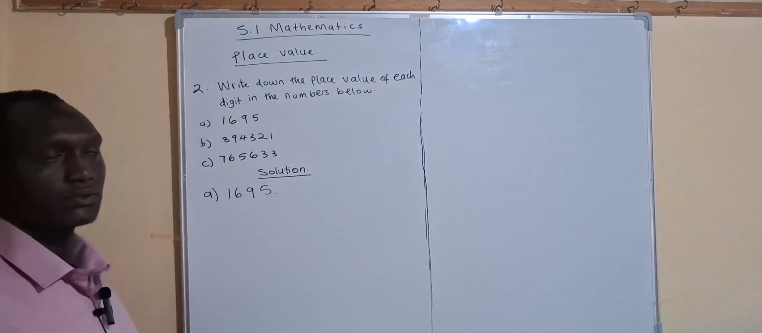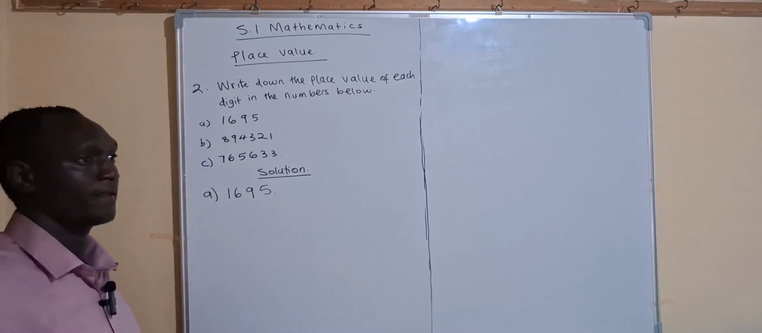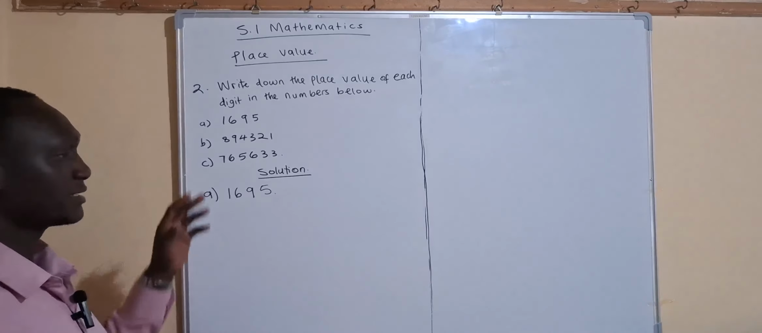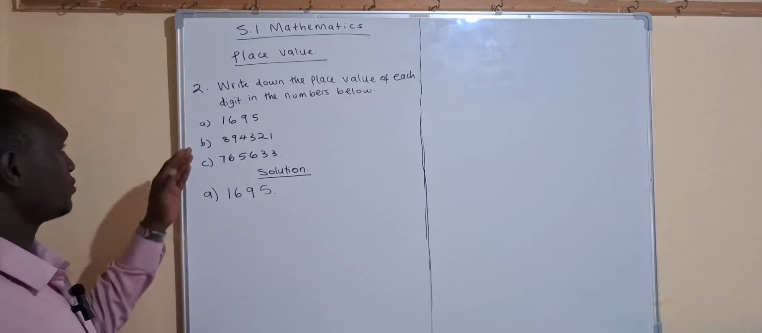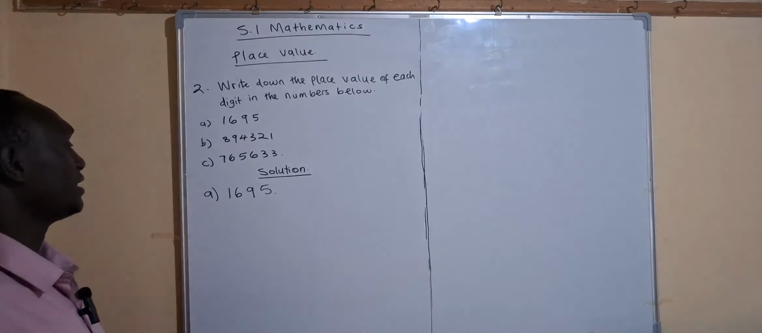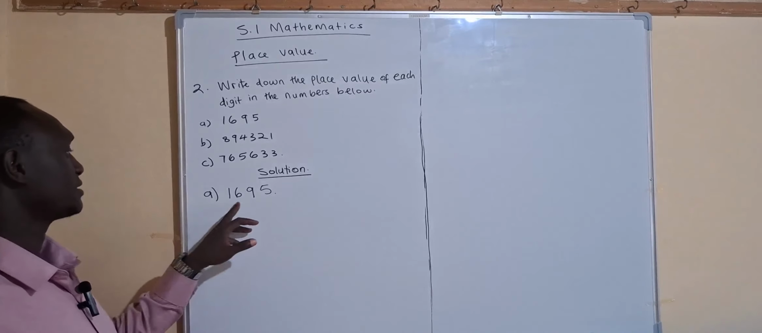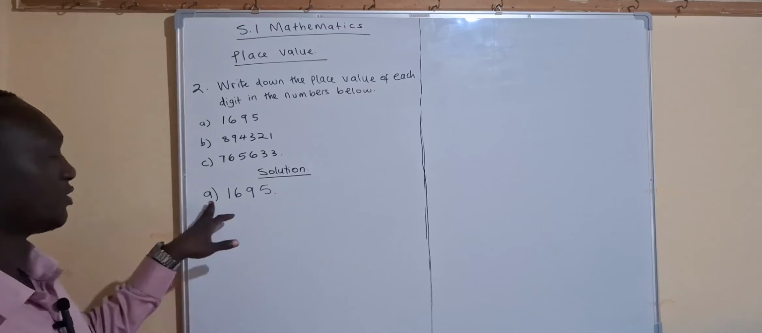Welcome. Today we are still looking at place value and we are doing example 2. Example 2 is saying write down the place value of each digit in the numbers below. And the first number is 1695.